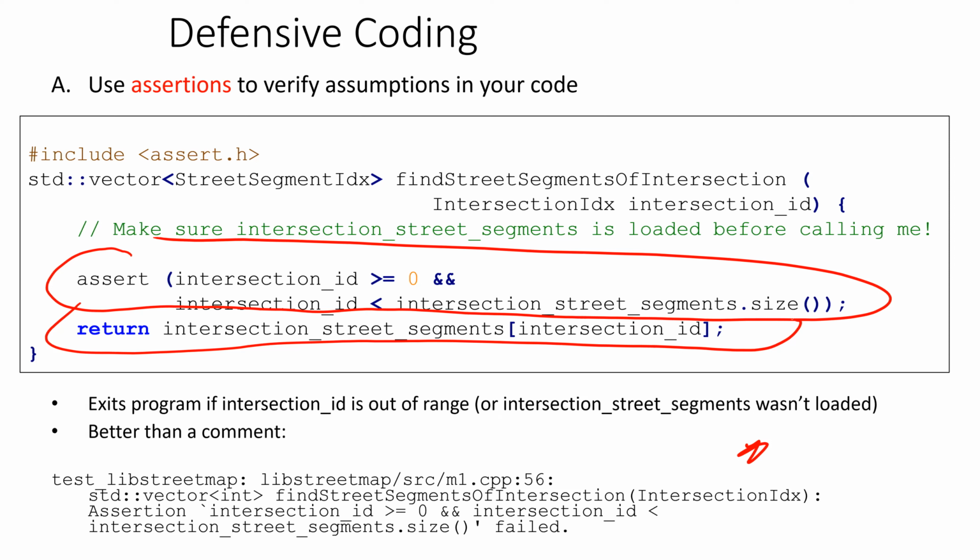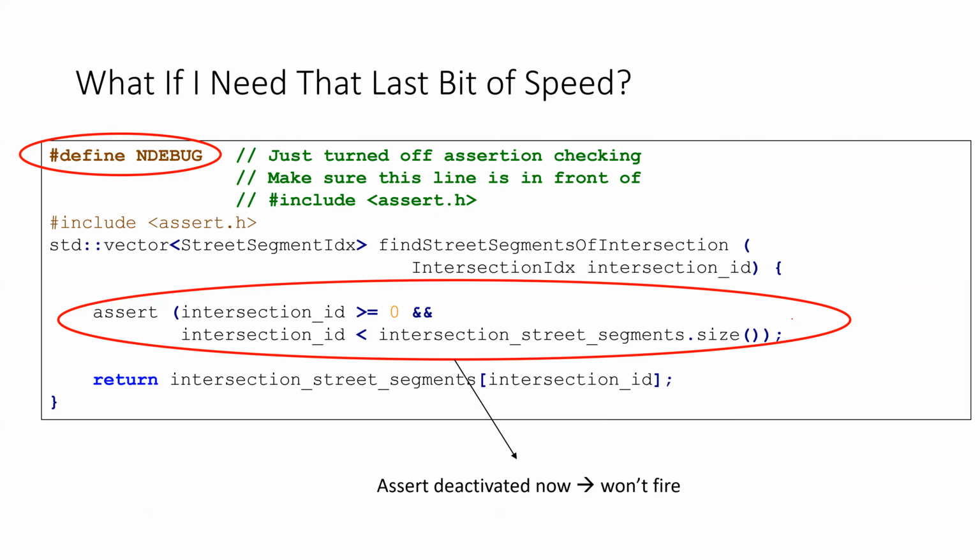It's better than a comment. So I could put a comment saying, make sure this is in range and make sure this is preloaded. The assertion is stronger than a comment, because it actually checks it. Does that make sense? It actually tells everybody reading this routine, I expect this to be true, and I will check it. Okay? Okay, so that's useful.